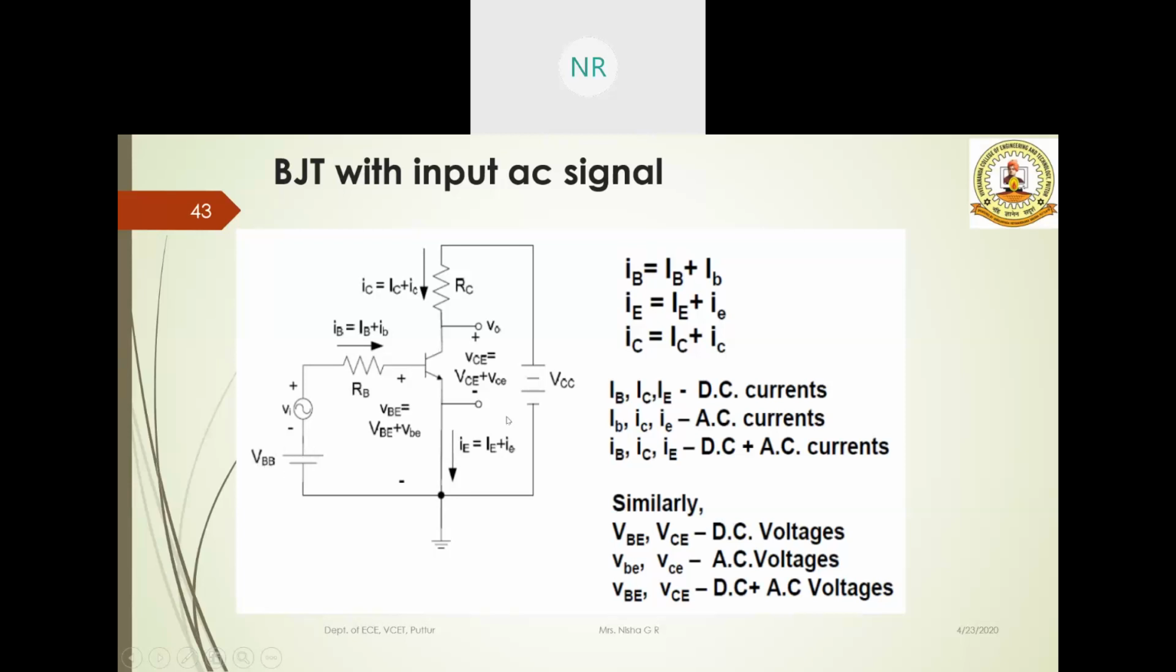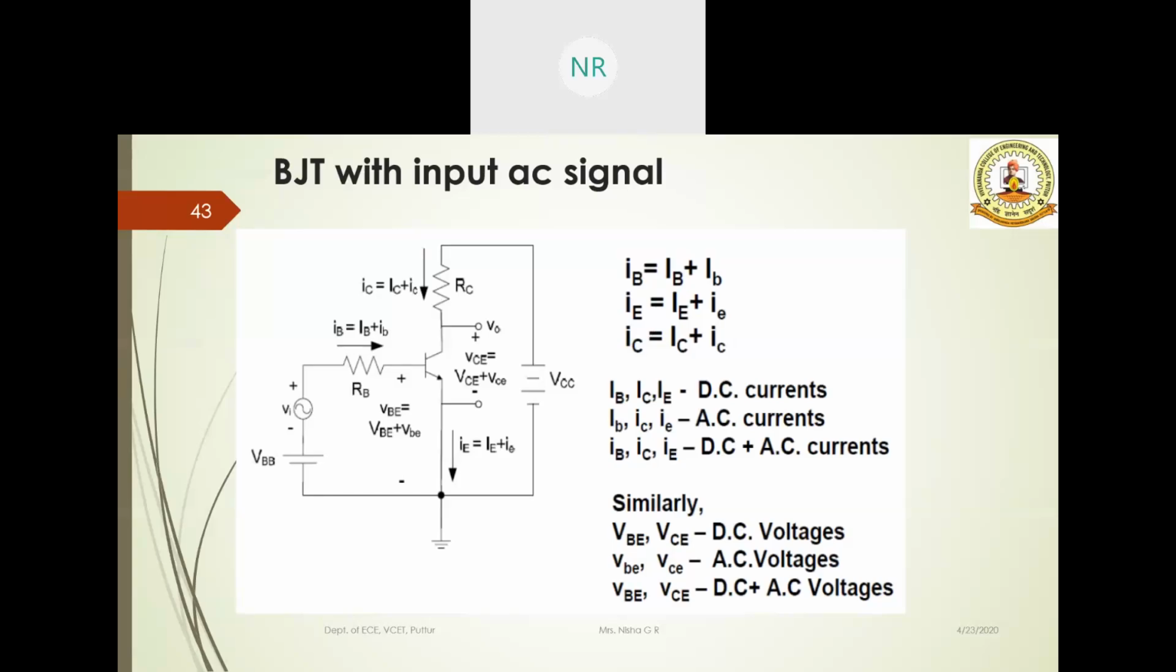So here it is VBB and VCC. VCC will make the collector base reverse biased, and VBB will make the emitter base forward biased. Forward biased. And then you can see here the various parameters they have mentioned.